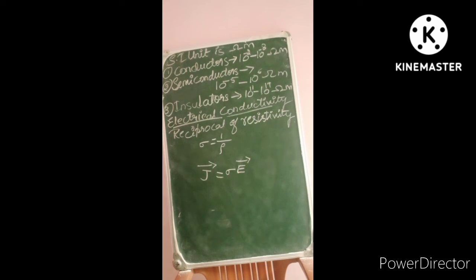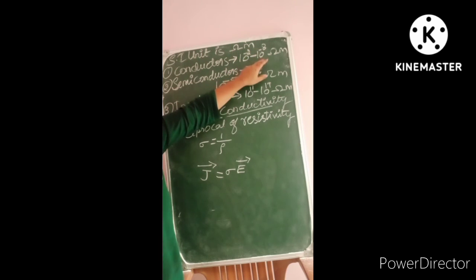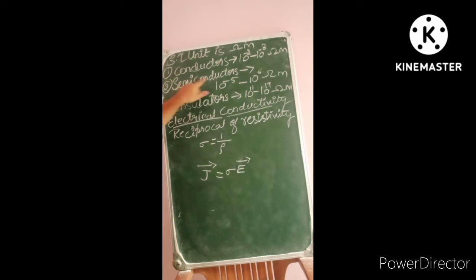The SI unit of electrical resistivity is ohm meter. It is of the order 10 raised to minus 8 to 10 raised to minus 2 ohm meter for conductors, 10 raised to minus 5 to 10 raised to 6 ohm meter for semiconductors, and 10 raised to 11 to 10 raised to 19 ohm meter for insulators. These three points you will study again in the semiconductor chapter. Electrical conductivity is the reciprocal of resistivity, denoted by the symbol sigma, that is, 1 divided by rho.